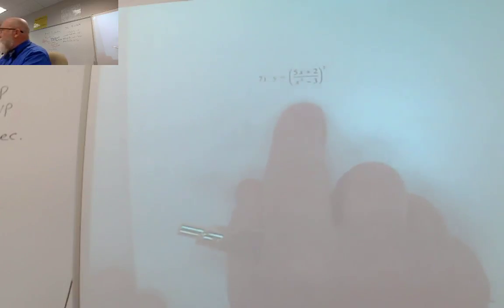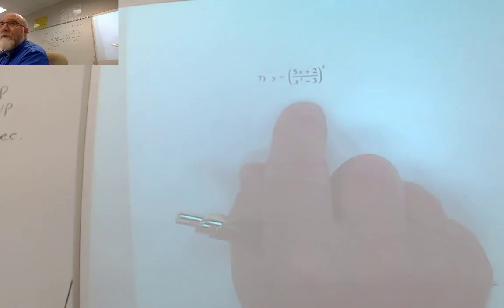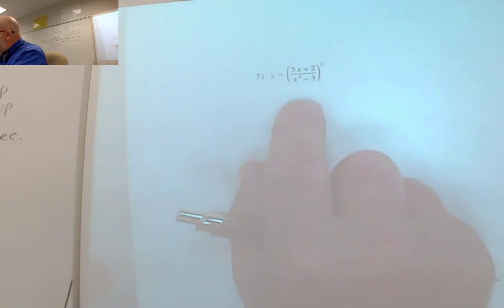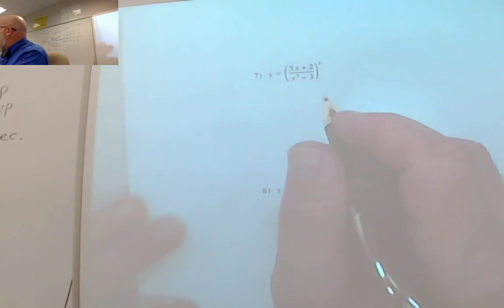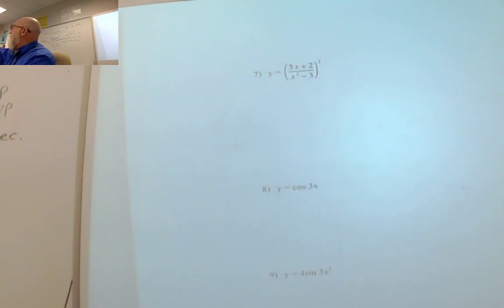Now, the reason I held off on number 7 is if you look at some of the previous ones, it was a combination of the product rule and the chain rule. In this case, it's a combination of the chain rule and the quotient rule. When you take the derivative, you never take the derivative of the inside first. You take the derivative of the inside at the end and multiply by that derivative.